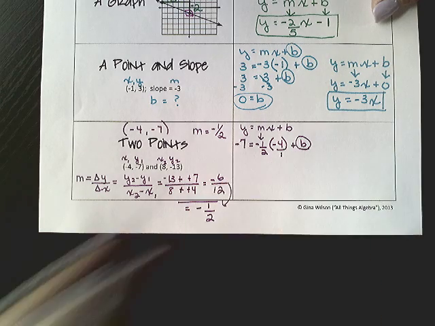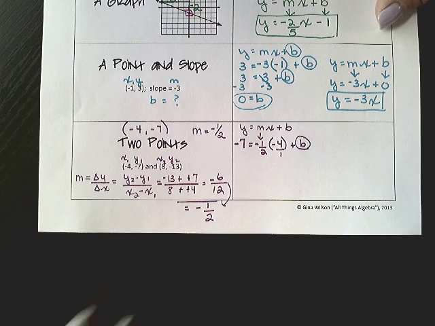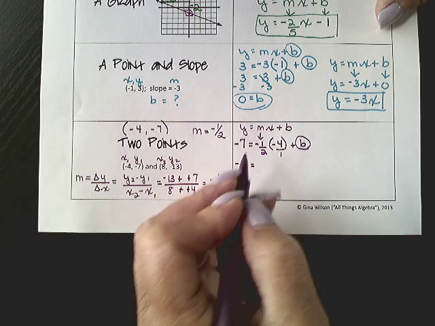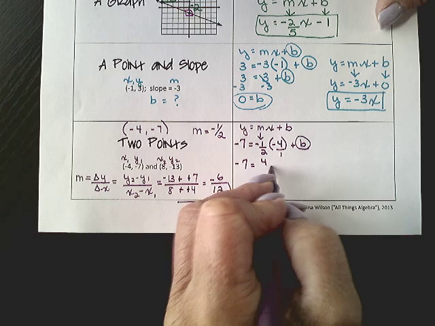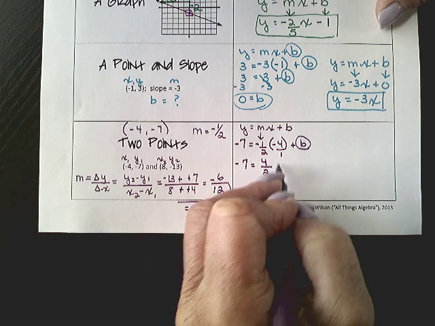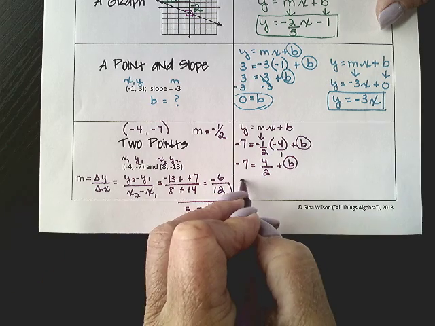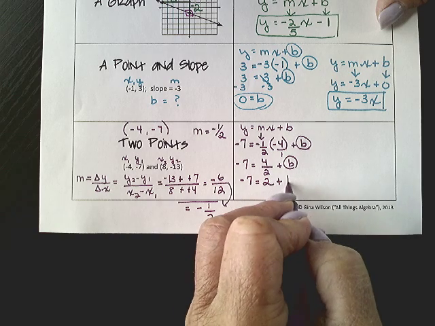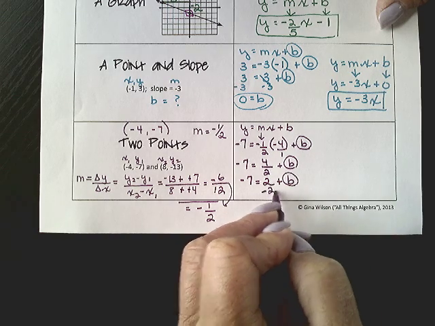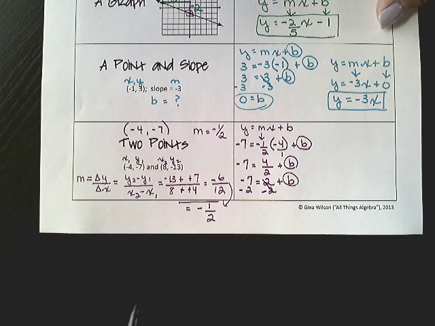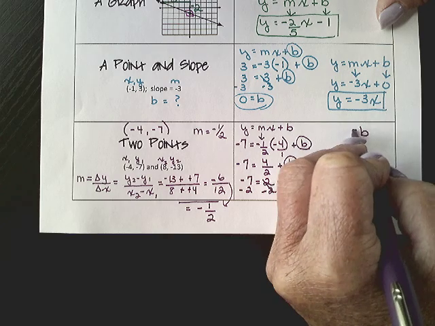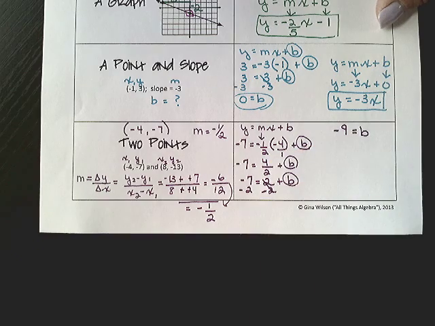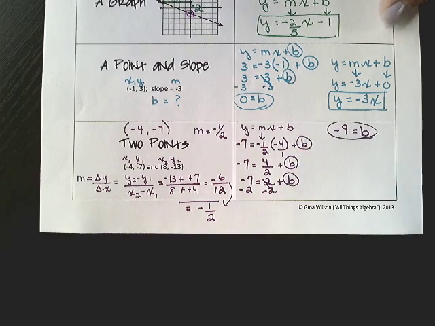I'm going to go ahead and put that negative 4 over 1 so I know that I'm dealing with a fraction there. So negative 7 is equal to, negative times a negative is a positive. 1 times 4 is 4. 2 times 1 is 2 plus b. Negative 7 equals, what's 4 divided by 2? 2 plus b. Now I need to subtract 2 from both sides to move it to the opposite side of the equation, and therefore b is going to be equal to negative 7 plus negative 2, which is negative 9. So I have found my b.